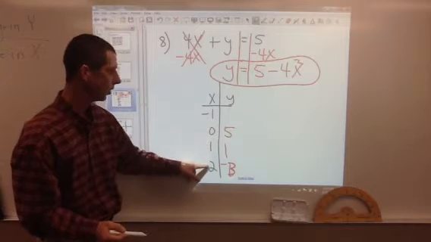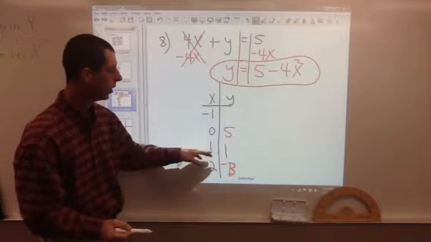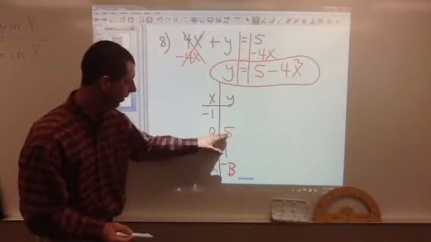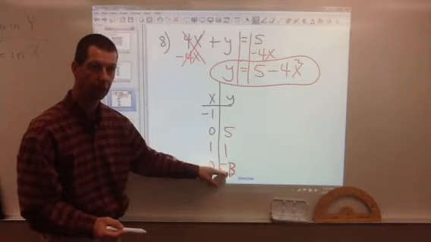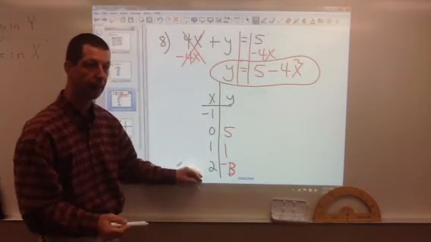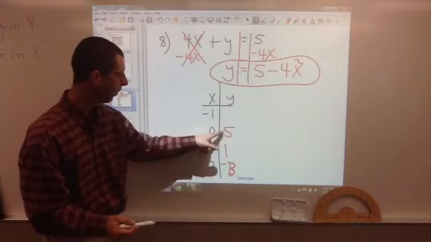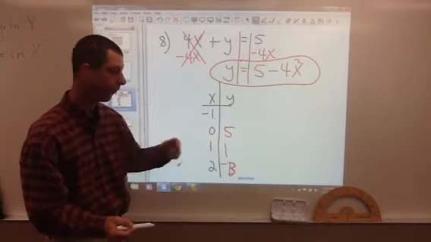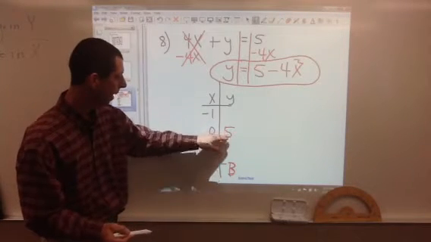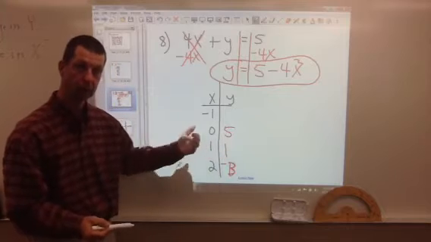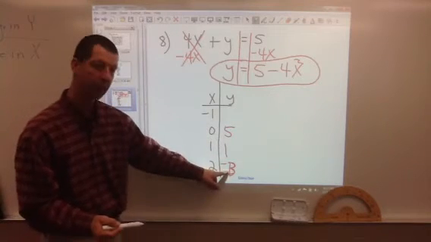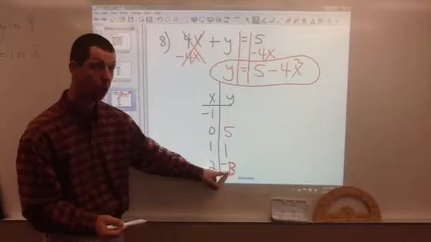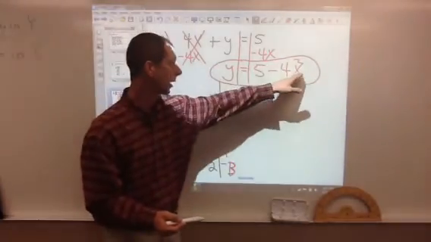-1, 0, 1, and 2 are increasing by 1. So with that being said, these numbers should form a pattern also. They're not going to necessarily be the same pattern, increasing by 1 here, but what's happening is these are decreasing by 4. From 5 to 1, you're going down 4. So when I was thinking -1 here, I was like, something's wrong, and I caught my mistake.